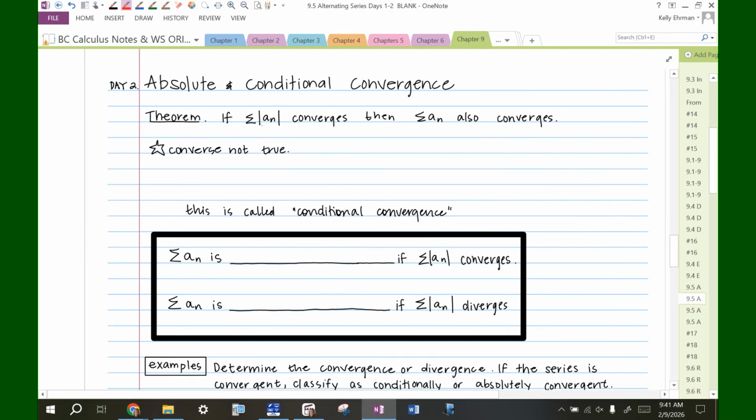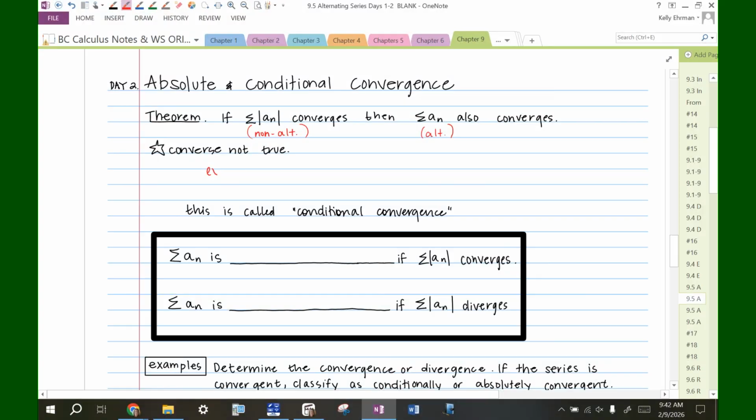So here's a theorem. If a positive series converges, then a series that's not necessarily positive also converges. This usually means if a non-alternating series converges, then the alternating series converges. But it doesn't have to be alternating. We're going to see this on something that's not quite alternating further down. So it could be in a pattern of plus, plus, minus, minus, plus, plus, minus, minus. That's not truly alternating, but that series would converge if the positive version converges. The converse is not true.